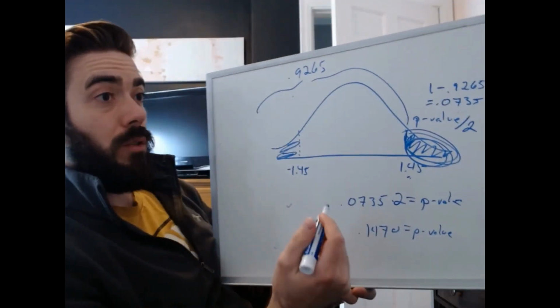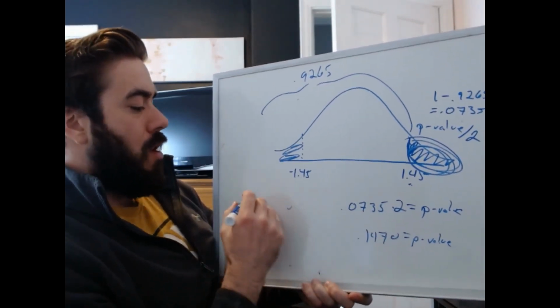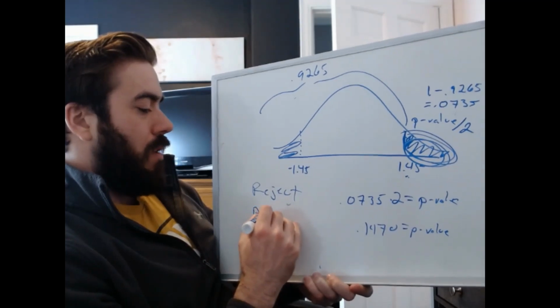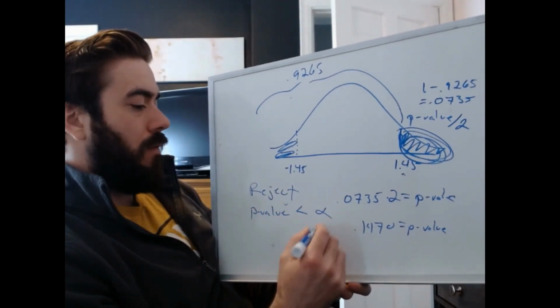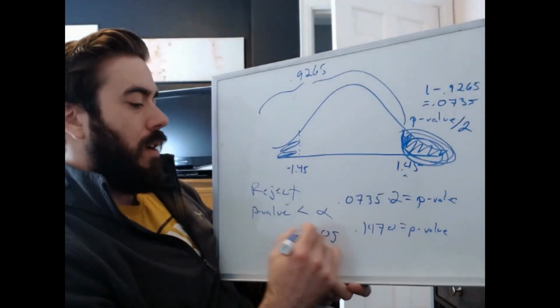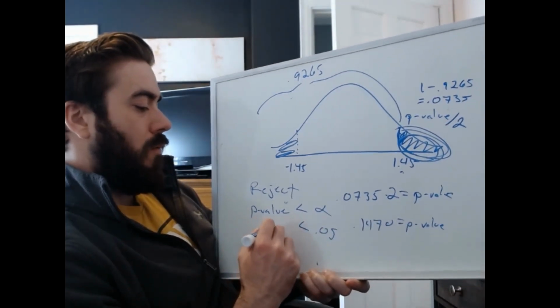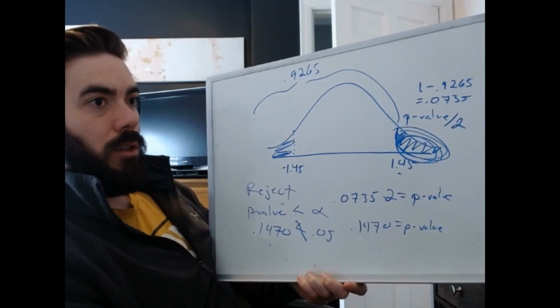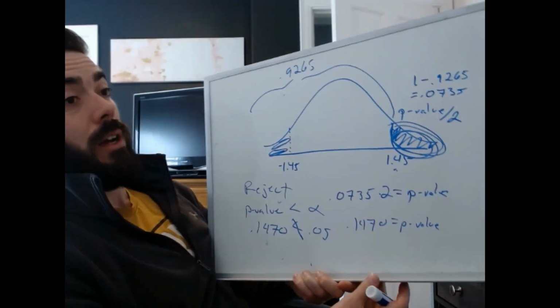Do we reject or fail to reject at the 95% level? Well, we only reject if that p-value is less than alpha. Our alpha was 0.05. Our p-value is 0.1470. It's not less than that, so we would fail to reject, or we do not reject. Okay?